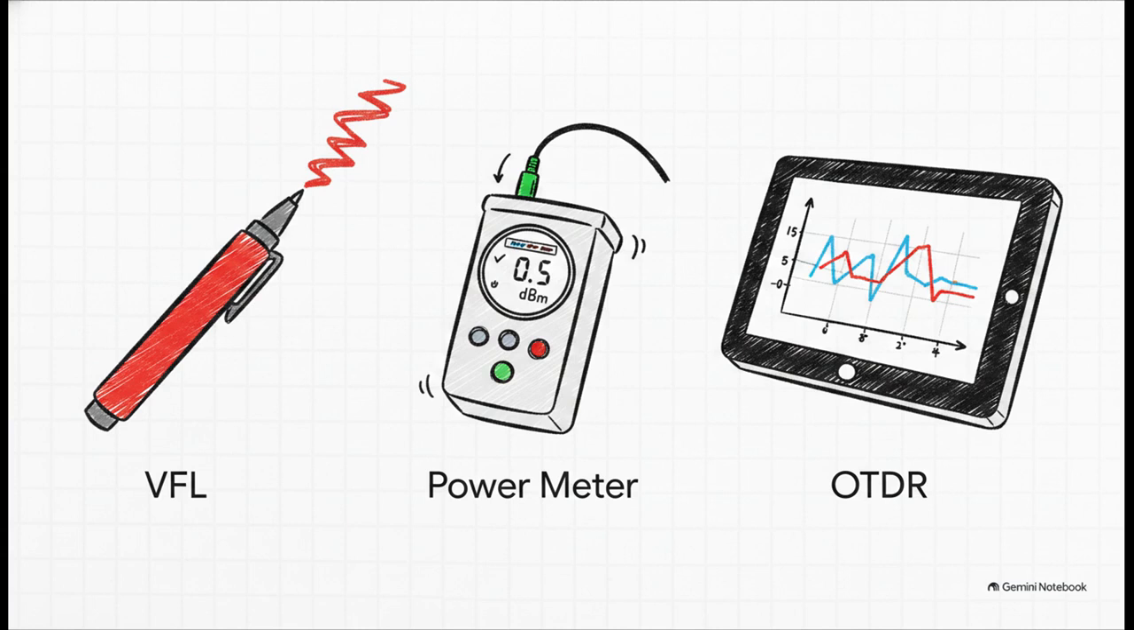To guarantee everything is perfectly clean and functioning, technicians rely on some incredibly high-tech gear. They use a VFL, or visual fault locator, which blasts a visible red light to expose bad bends. They use optical power meters to check the exact decibel strength of the invisible signal at the house. And they use OTDRs, optical time domain reflectometers. These things are amazing. They shoot pulses of light down the underground cable and can tell you exactly how many miles away a break or a bad splice is located.